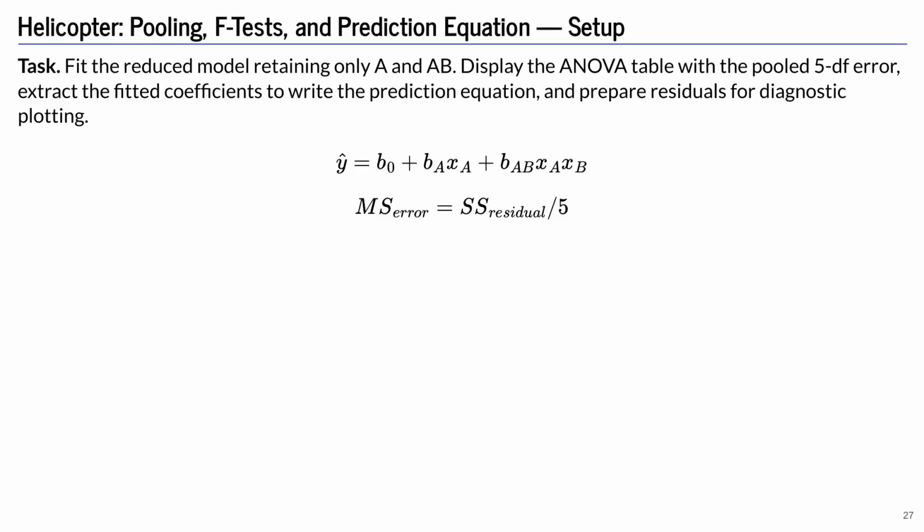We fit the reduced model retaining only wing length and the wing-by-body interaction. The residual sum of squares from that model equals the combined sum of squares of the 5 dropped effects by orthogonality. Dividing by 5 gives the mean squared error. We then compute F ratios for wing length and the interaction, extract the fitted coefficients to write the prediction equation, and prepare the residuals for diagnostic plotting.